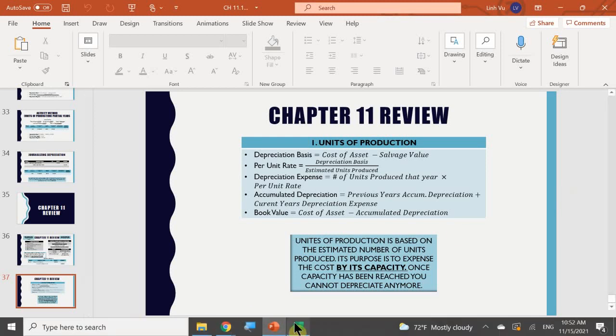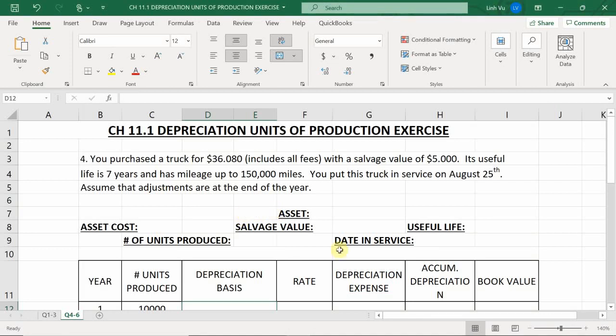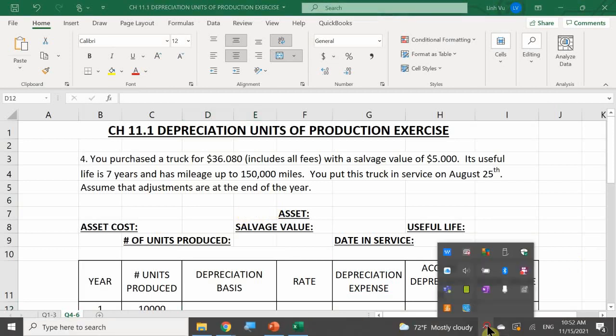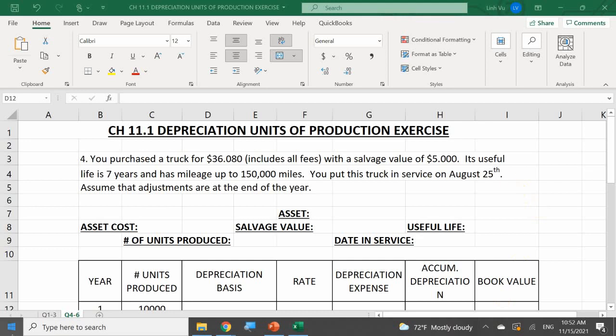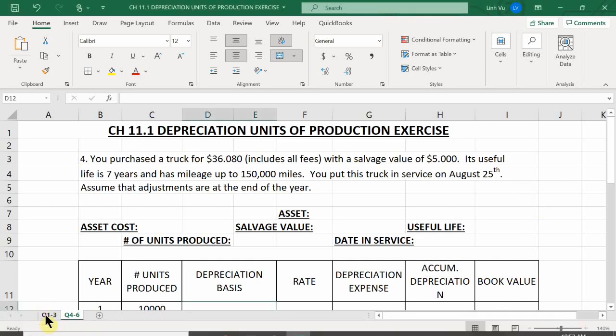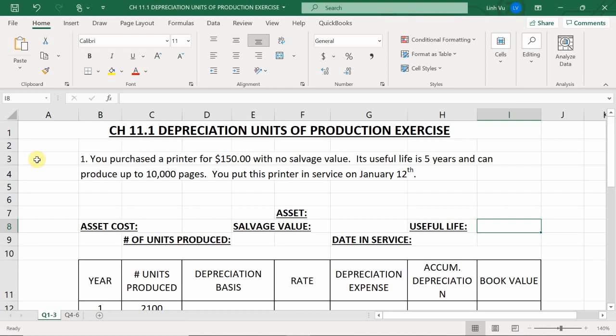No. Okay. So let's dive right into the exercises. Let's take a look at question number 1, questions 1 through 3. Question number 1 says that you purchased a printer for $150, with no salvage value. Its useful life is 5 years and it can print up to 10,000 pages. And of course, you put this machine into service as of January 12th.